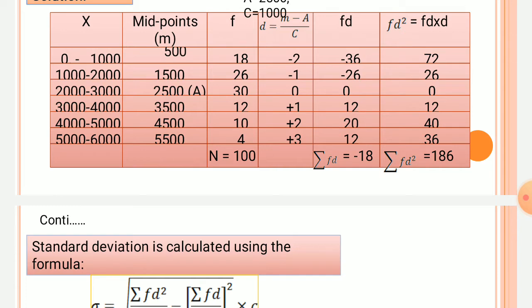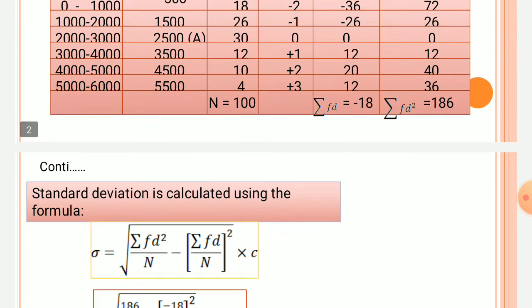When c is to be used in the table, then in the formula we have to use into c.